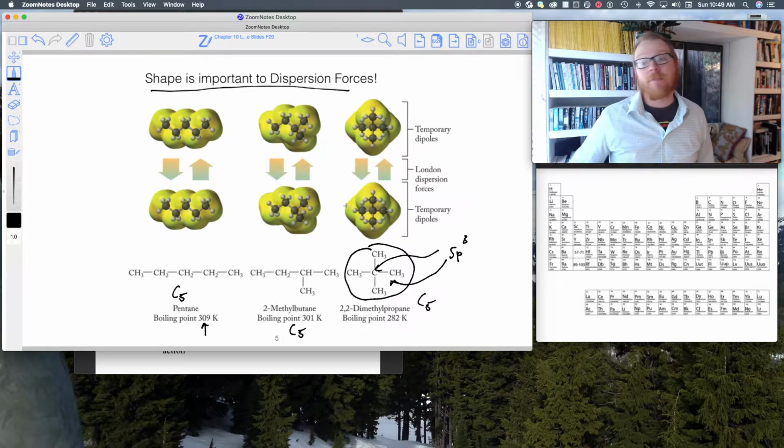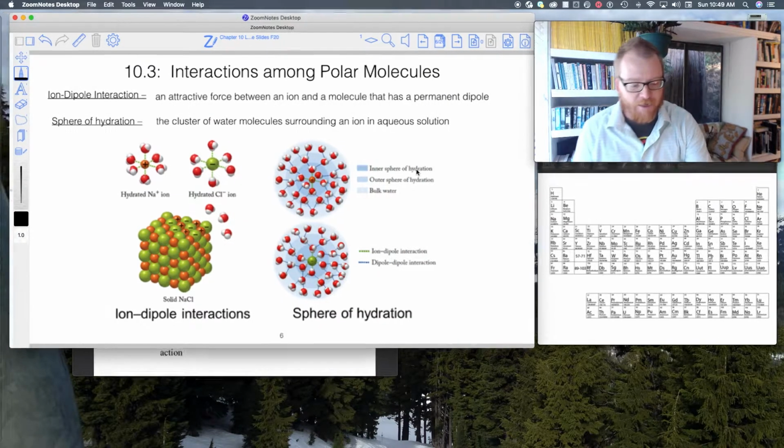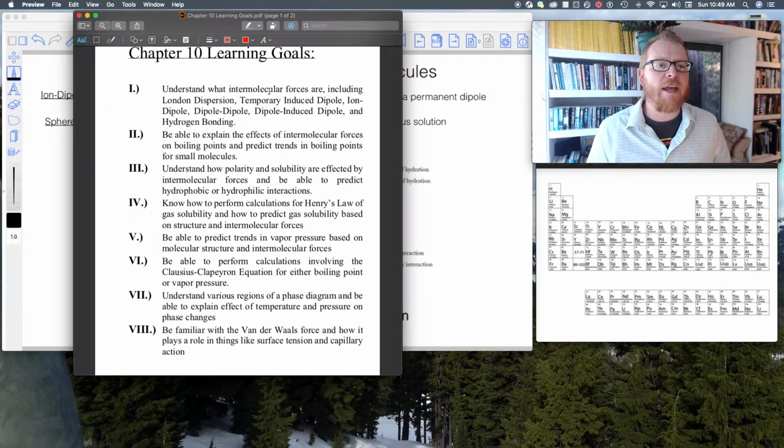Okay, so shape is also important to dispersion forces. Even though these all basically contain the same number of carbon atoms, the shape can also dictate its physical properties, such as boiling point. Okay, moving on. So let's see here. Let me review a learning goal. Okay, so we did, and so I'm going to cancel some of these just so you're aware.